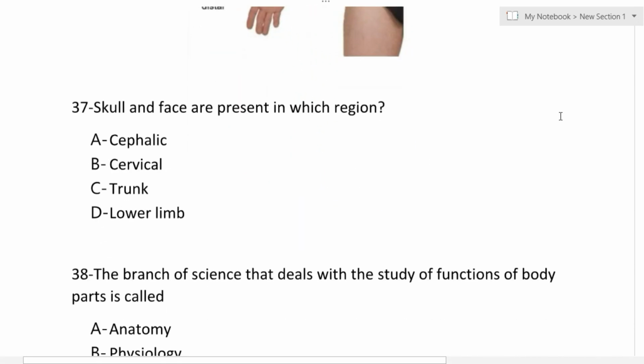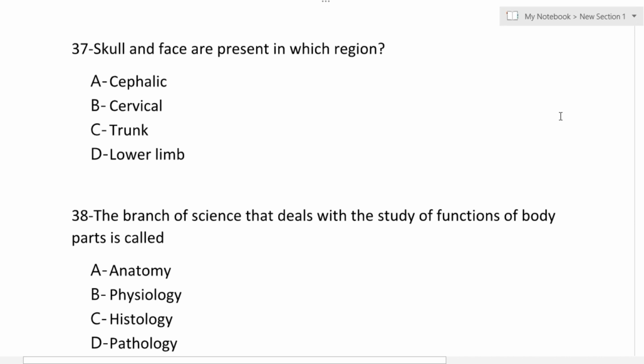Now question number 37. Skull and face are present in which region? Option A, cephalic. Option B, cervical. Option C, trunk. Option D, lower limb. The correct answer for this question is option A, that is cephalic. Skull and face are present in the cephalic region.